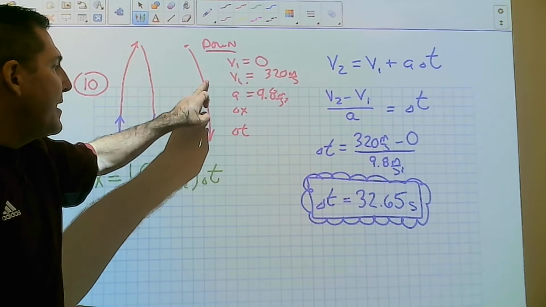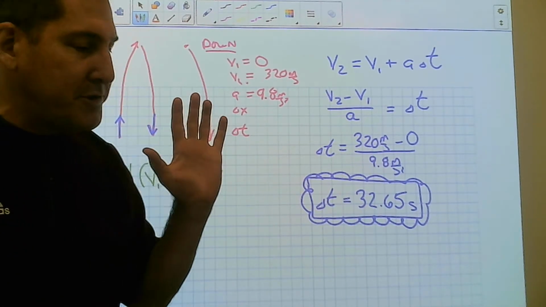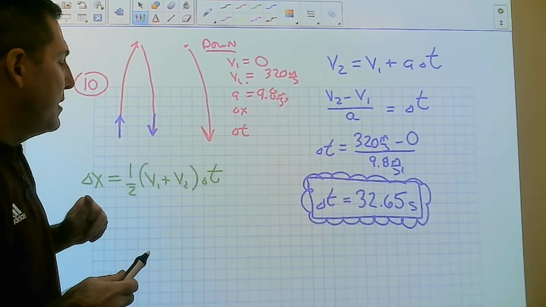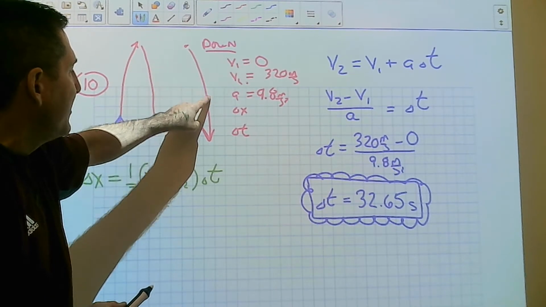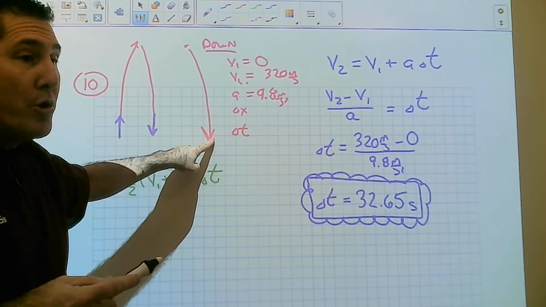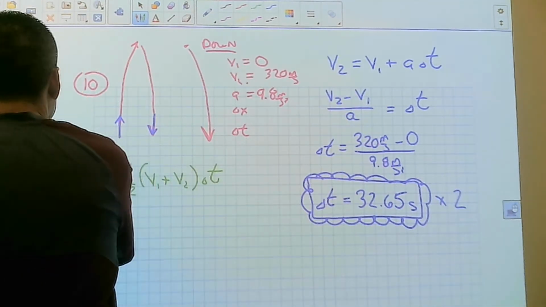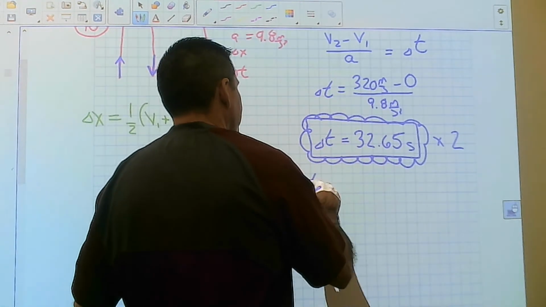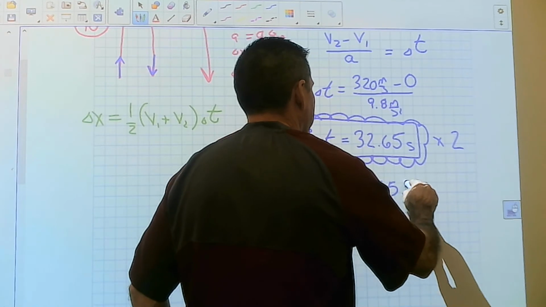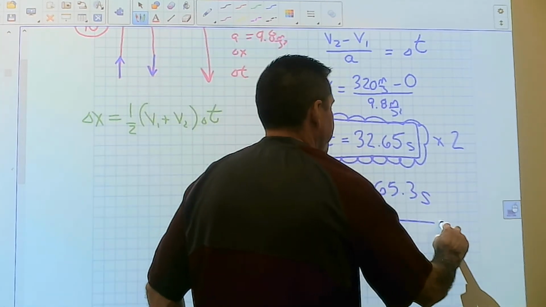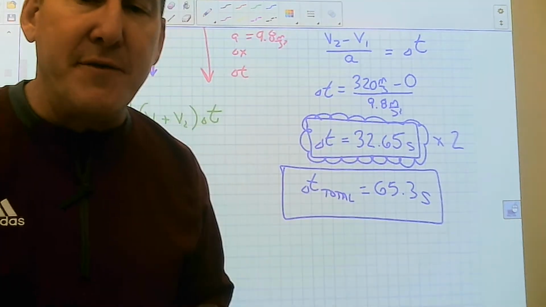Well, this is just the time for the way down. So here's where a picture would actually help. As silly as a picture might be, do I have to multiply by 2 or divide by 2? Well, if that's just the time on the way down, and I want the total time in the air, I have to multiply that by 2. So the total time it was in the air would be 65.3 seconds. 32.65 up and 32.65 down.